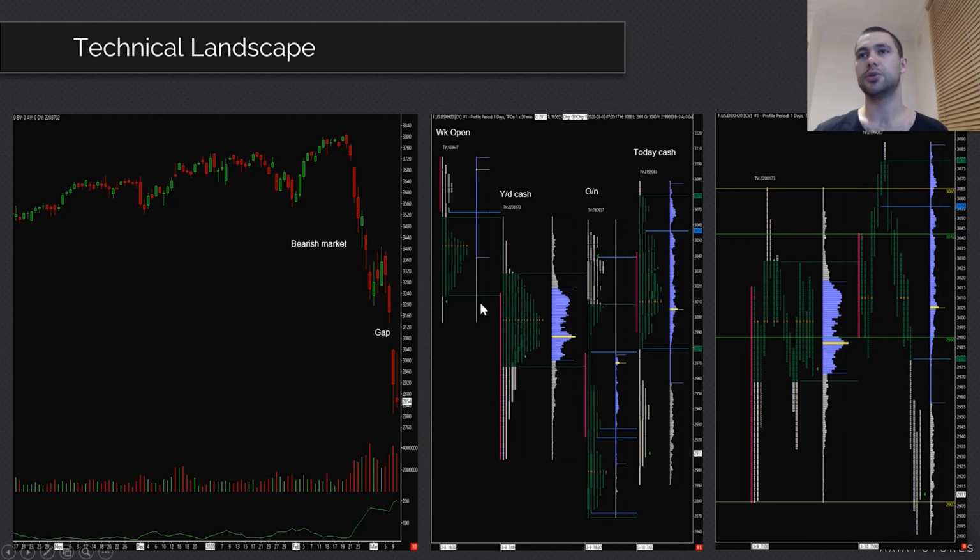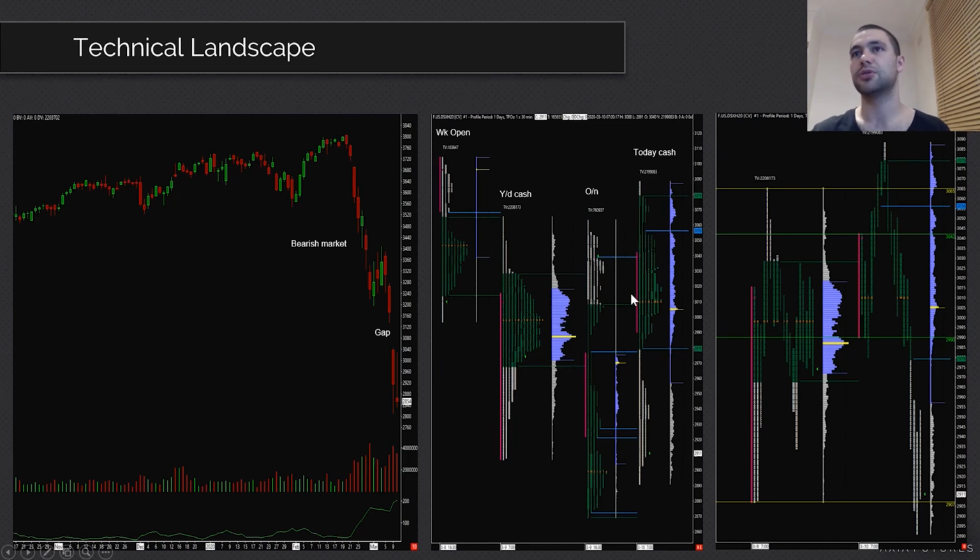Now this middle chart is like a profile session breakdown. Here is the open on Sunday night, here's Monday's pit session, here is the session that starts at the end of Monday's close and goes through up to Tuesday's pit session open, so the cash session open. And then here is the cash session that we're discussing.